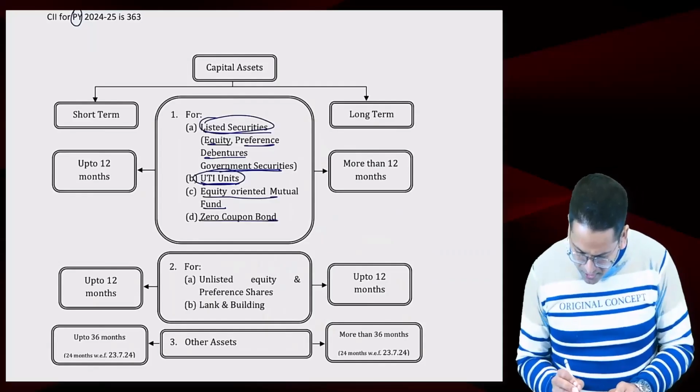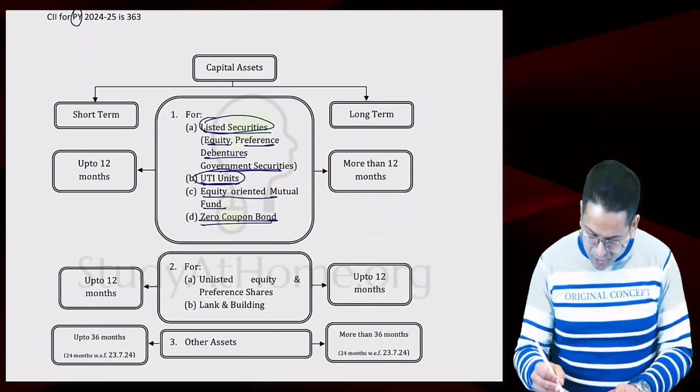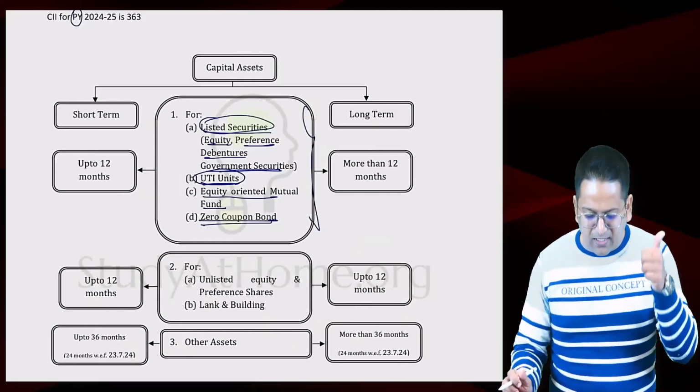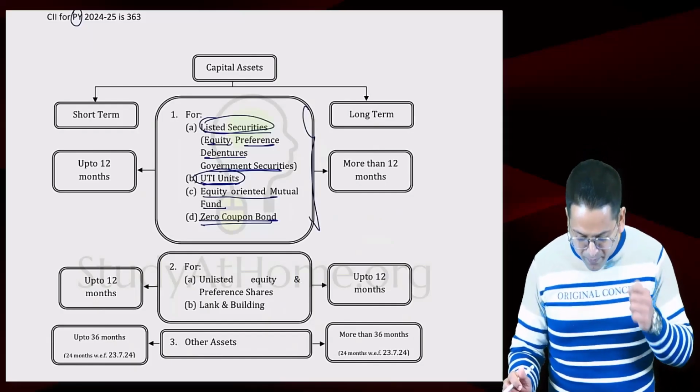Zero coupon bond. And for the zero coupon bond also, the criteria is 12 months. Then the same 12-month criteria applies to these 4 assets: listed securities, UTI units, equity-oriented mutual funds, and zero coupon bonds.